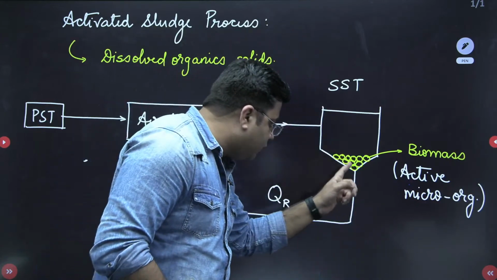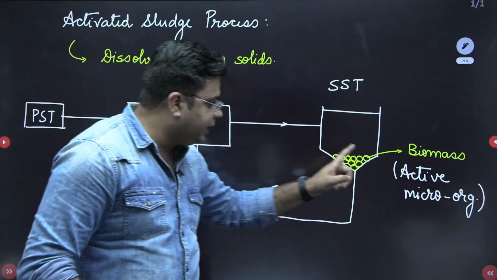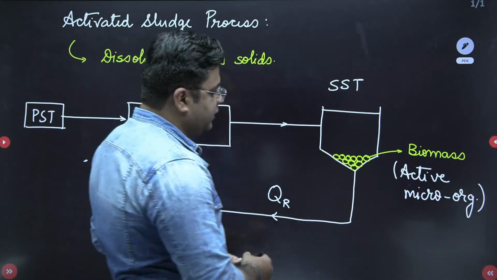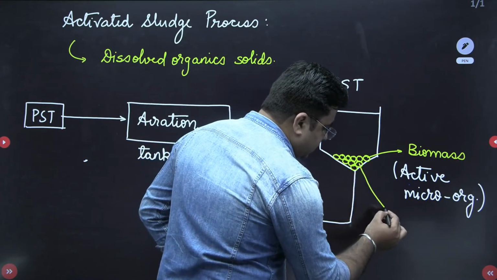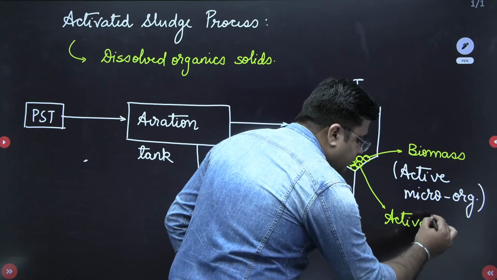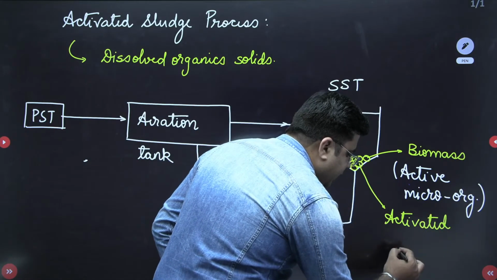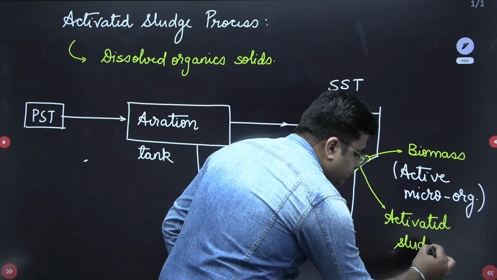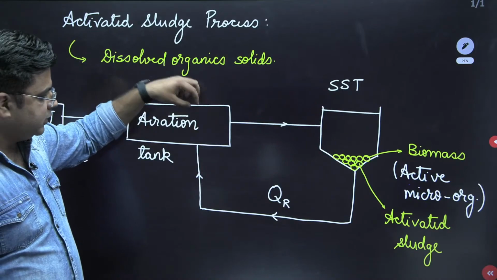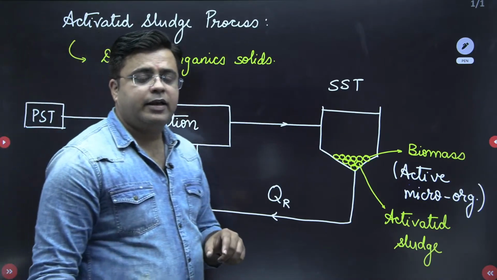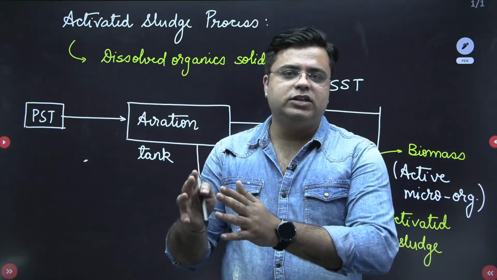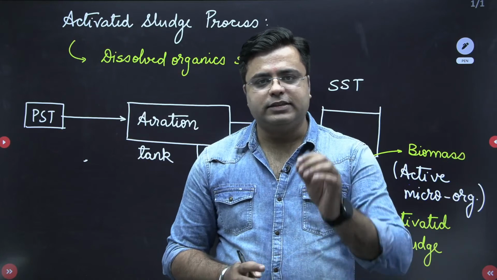Since we are recirculating this sludge which contains active microorganisms, this sludge is known as the activated sludge. And since we are recirculating some amount of activated sludge into the aeration tank, this process is named the activated sludge process. I think this is very simple to you.